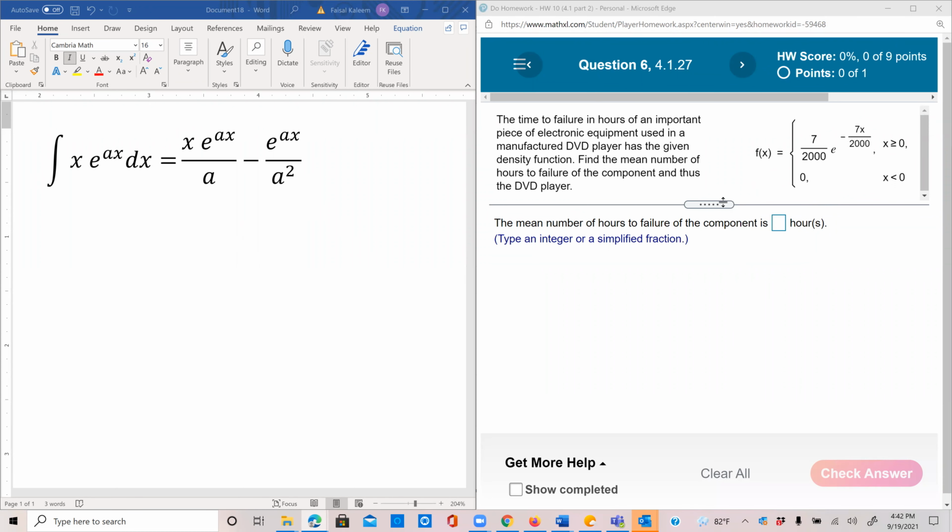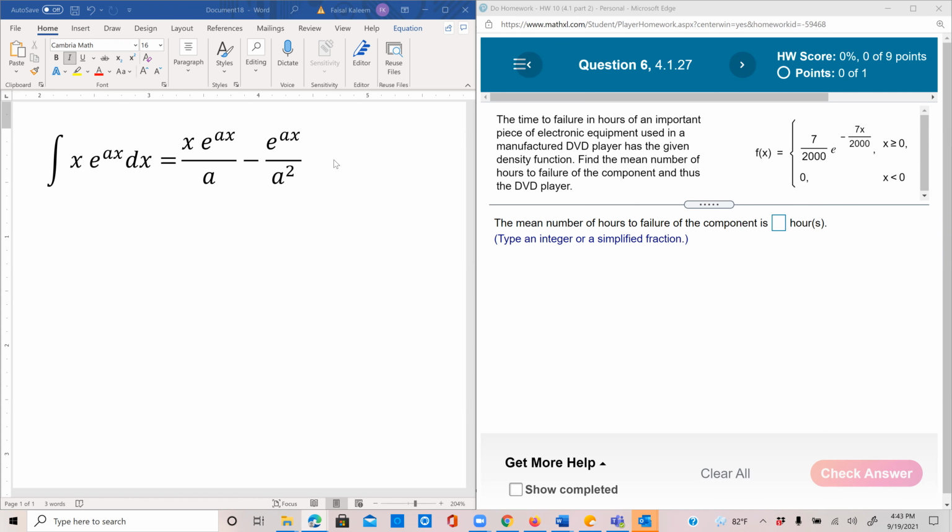Okay, so now we have an exponential function, and here x is the time to failure in hours. f of x is the density function of x, and here we will use the shortcut that we learned in the previous lesson, that if you have x e^(ax), then the integral of that is just x e^(ax) over a minus e^(ax) over a squared.